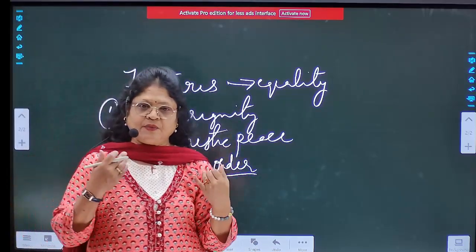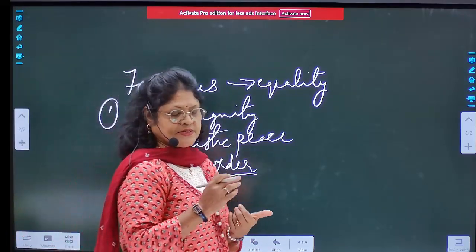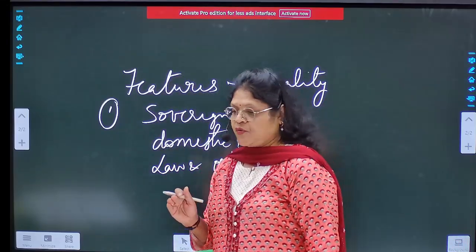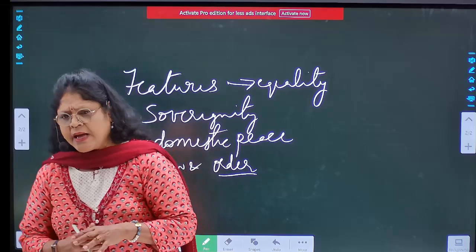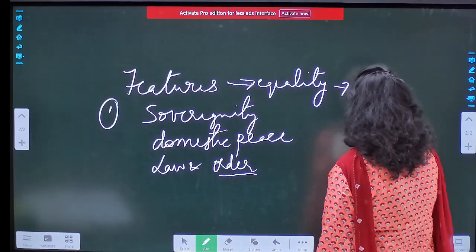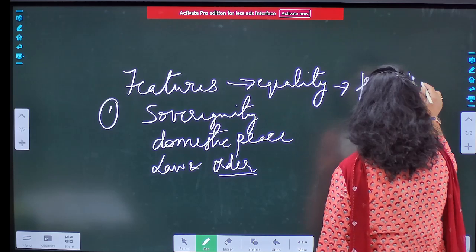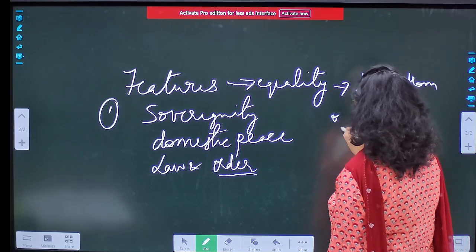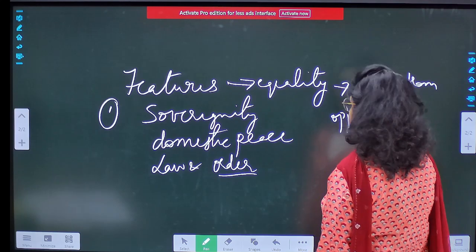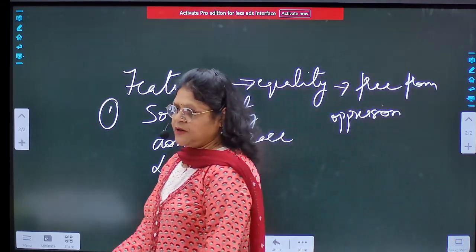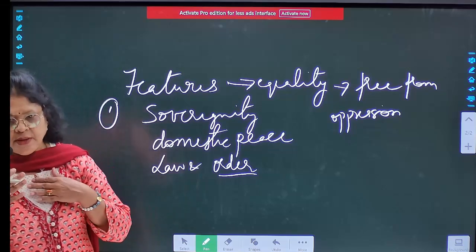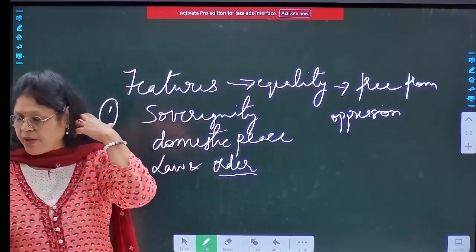It doesn't matter from which caste, religion, creed, sex or region you belong to, the law is equal for everyone. And also this is the corollary to this, that people are free from oppression. So you can't expect that you can oppress a particular community or a particular group of people and say that they are equal. No, this equality means in all aspects people are equal.